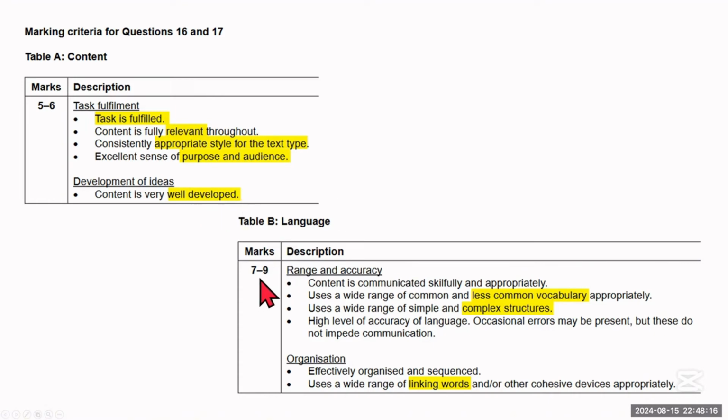Okay, for language, you get up to 9 marks, and you will get this range of marks if you communicated skillfully, and you have used some more advanced vocabulary and also some more advanced sentence structures. Of course, you need high accuracy of language, and your work is organized, and there should also be linking words so that your work is cohesive.